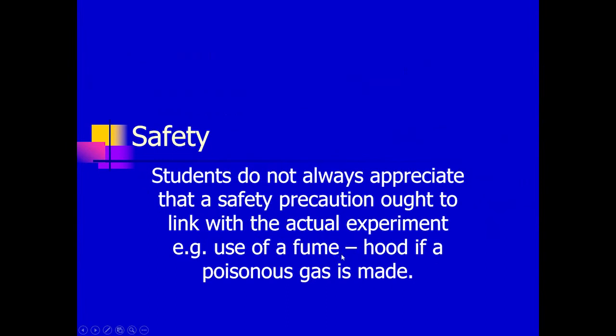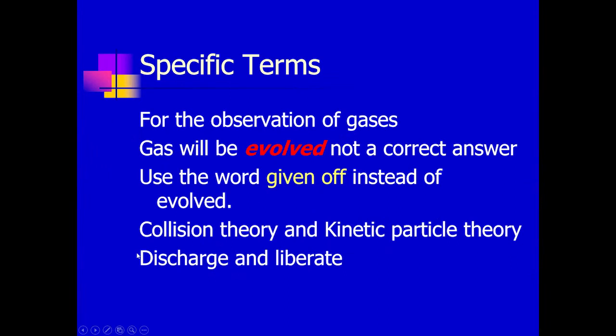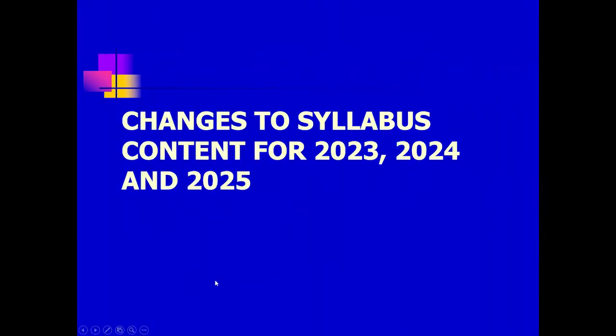Safety precautions must always be focused on, like the use of a fume hood or fume cupboard for poisonous gas when it is going to form. Specific terms for the observations: do not write gas will be evolved, it is not a correct answer. Use the words gas given off instead of evolved. Coulomb theory and kinetic particle theory, you must clarify both of them: what basically Coulomb theory is and what basically kinetic particle theory is. Kinetic particle theory says that particles are in constant random motion, so you have to answer accordingly. Discharge and liberate are words which you can use in your exams. So this is a very important part of this lesson.